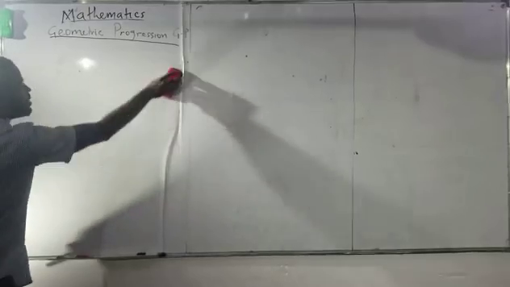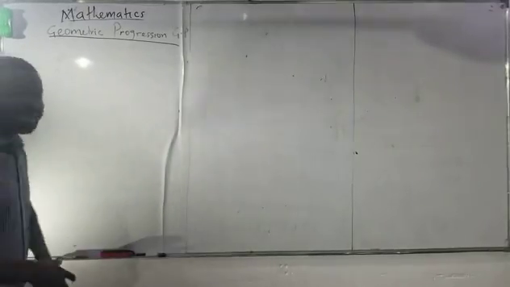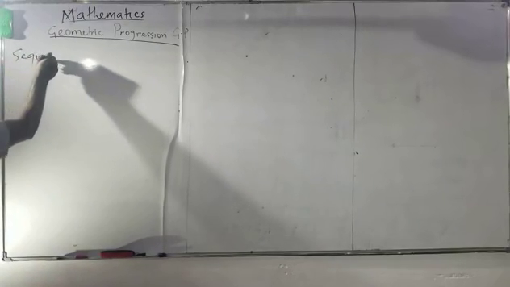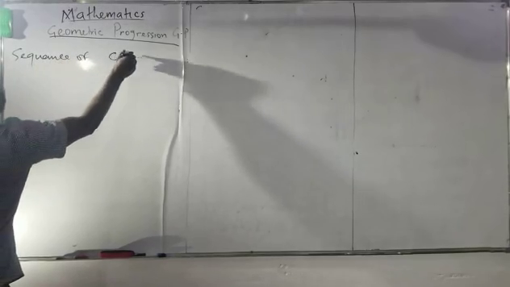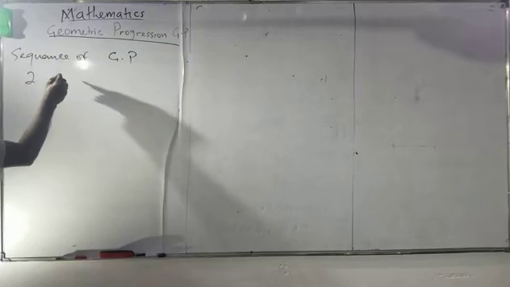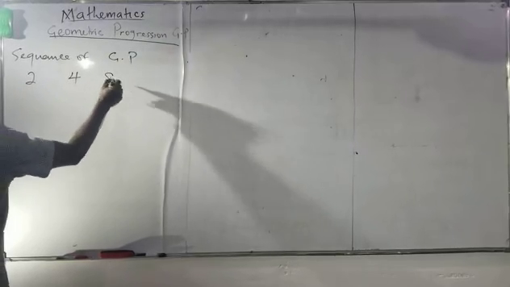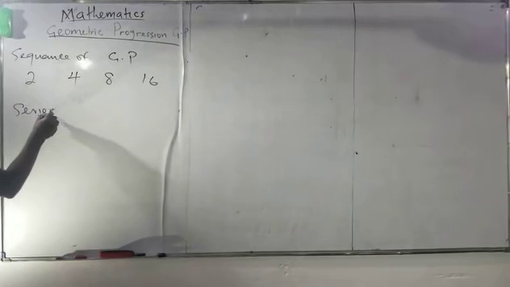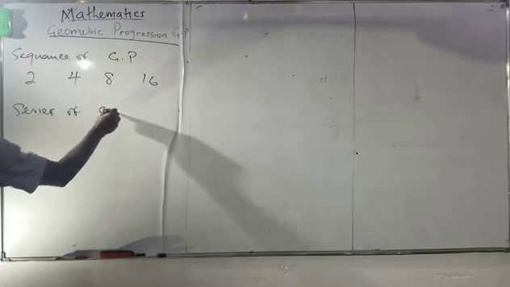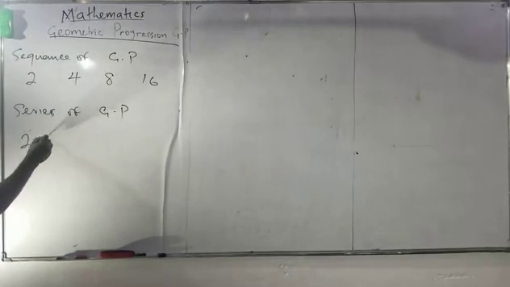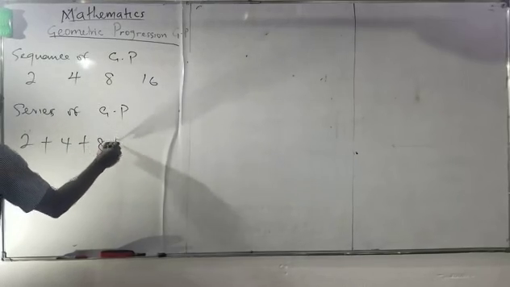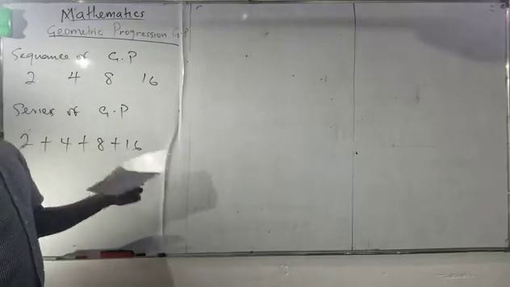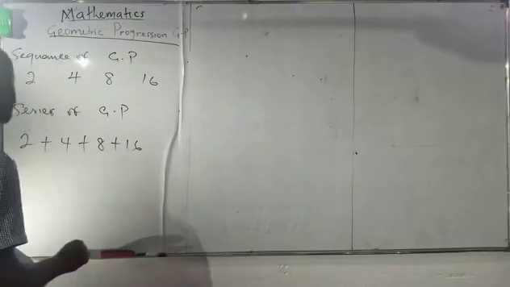I think you know about series. At the point of adding them up, look at this. This is a sequence of GP: 2, 4, 8, 16. The series of this GP will be equal to 2 plus 4 plus 8 plus 16. Can you see the series and the sequence? You need to understand those things very well.